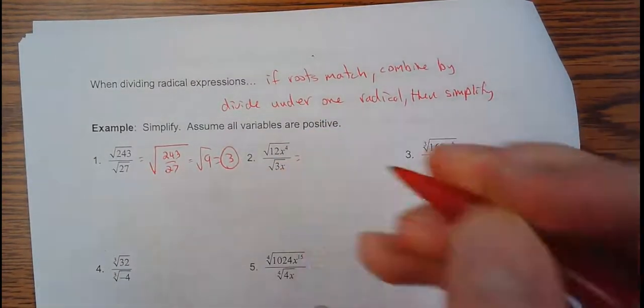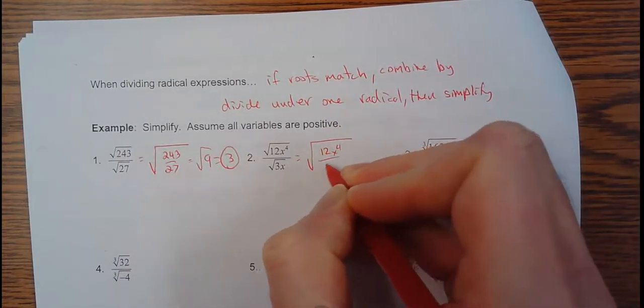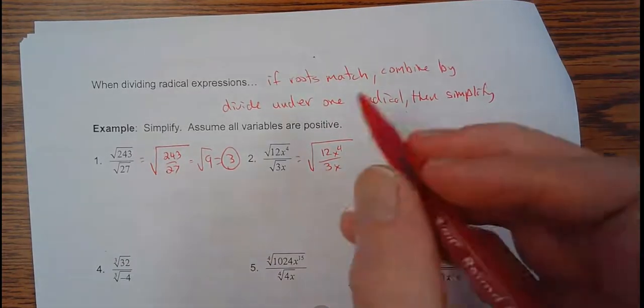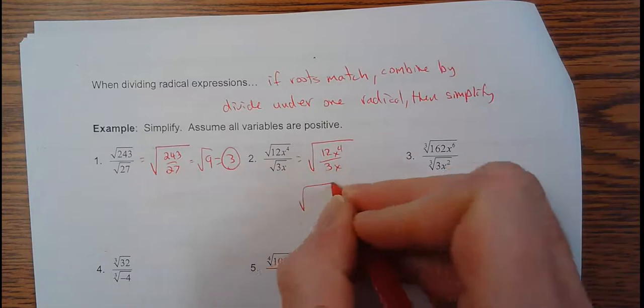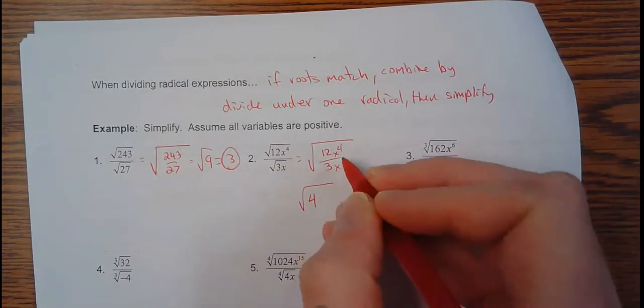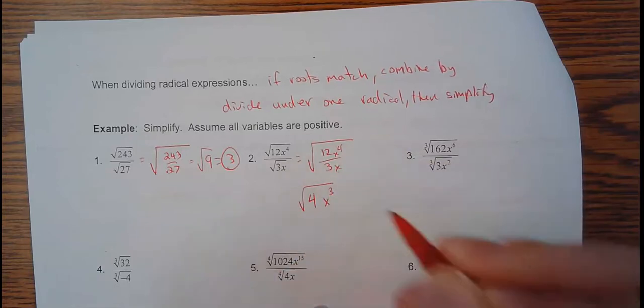This guy here, I'm going to have under one radical 12x to the fourth over 3x. Try to simplify everything you can here. So first off, the 12 and the 3, that'd be a 4. X to the fourth divided by x. Well, one of these would cancel one of those out, so you'd have x cubed.